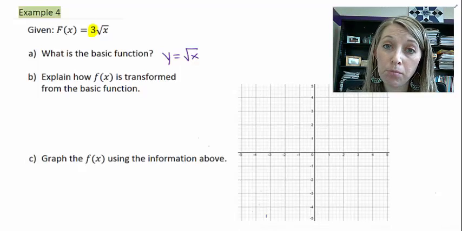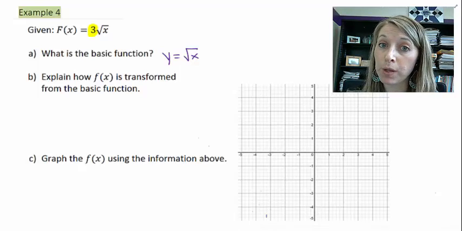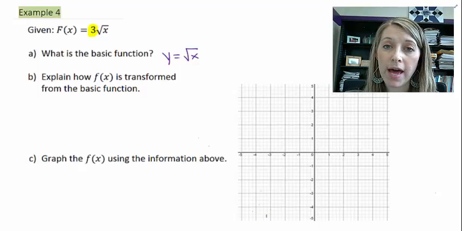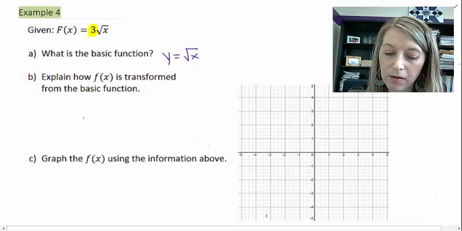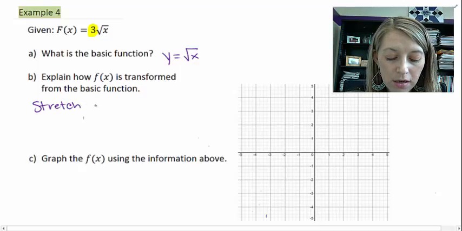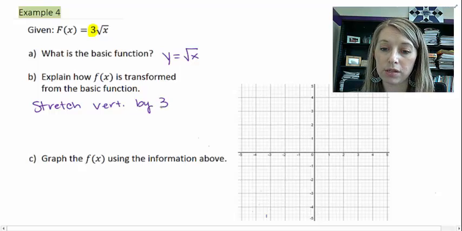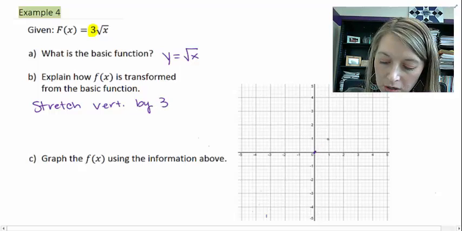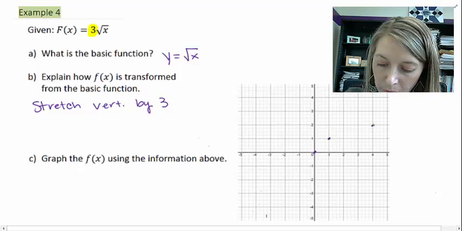The 3 is multiplied. If it's a multiplication, that means we're stretching or shrinking it. It's on the outside. So outside is happening normally. So it actually means we're going to stretch it vertically by 3 units. So let's get my basic graph here. I've got my key points.